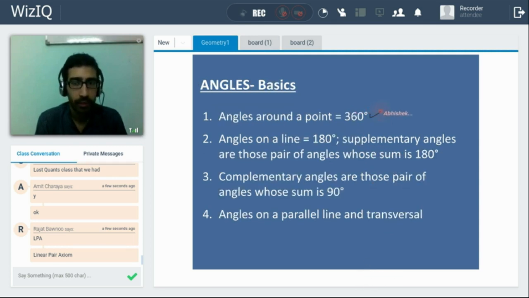So angles around a point is 360. I think you understand that. Angles on a line is 180. Supplementary angles, as I just discussed: pair of angles whose sum is 180. Complementary angle: pair of angles whose sum is 90. Angles on a parallel line on a transversal.